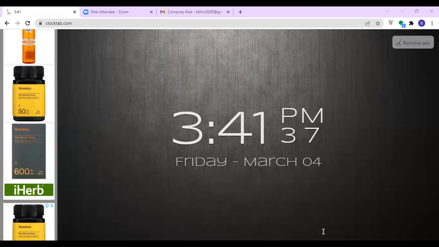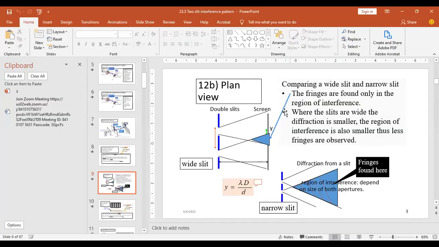Okay, so I'll just explain to you, if it's a wide aperture, then the region of interference is very little only. Outside this one, no interference occurs. Interference only occurs in this region. If it's a narrow slit, then the diffraction is greater, and the region of interference is also wider.